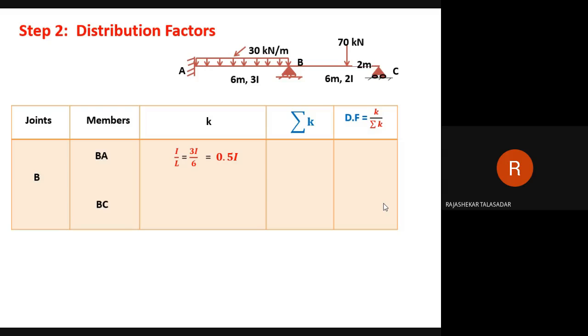Hinged, 3I by roller 4L, or simply supported, all are same. It may be hinged, roller or simply supported. Then what is K for such a beam? 3I by 4L, 3/4 of I by L. We'll be calling it like that.